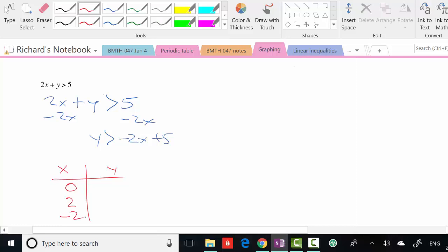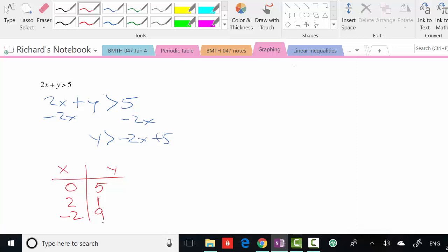0, 2, and minus 2. So when x is 0, I'm finding the boundary line here. When x is 0, 2 times 0 minus 2 times 0 is 0, plus 5 is 5. When x is 2, minus 2 times 2 is minus 4. Minus 4 plus 5 is 1. When x is negative 2, negative 2 times negative 2 is plus 4. 4 plus 5 is 9. So I have some points that I can plot to determine my boundary line.